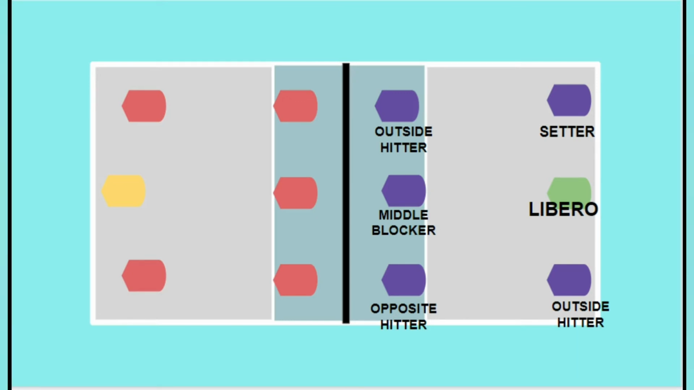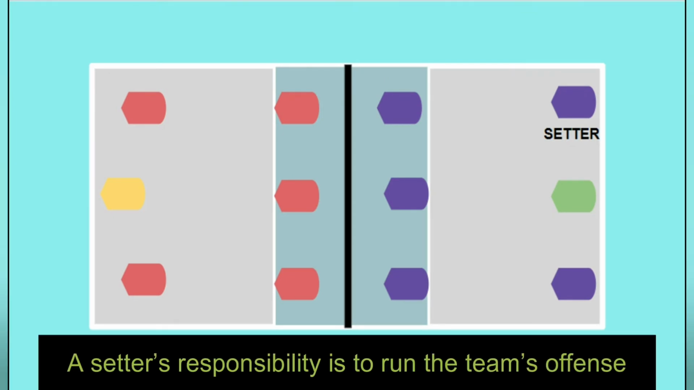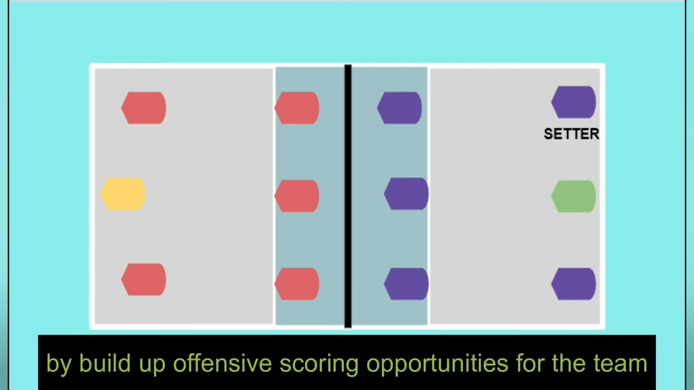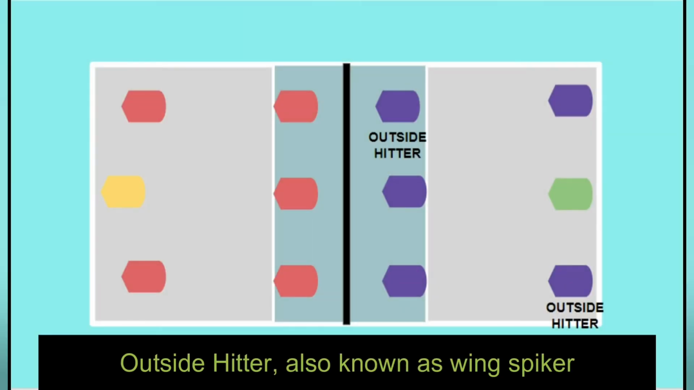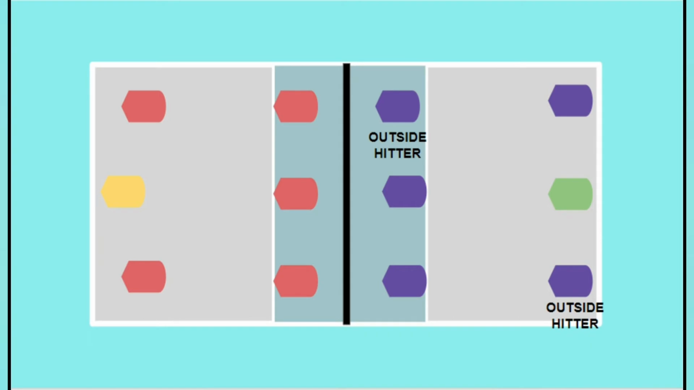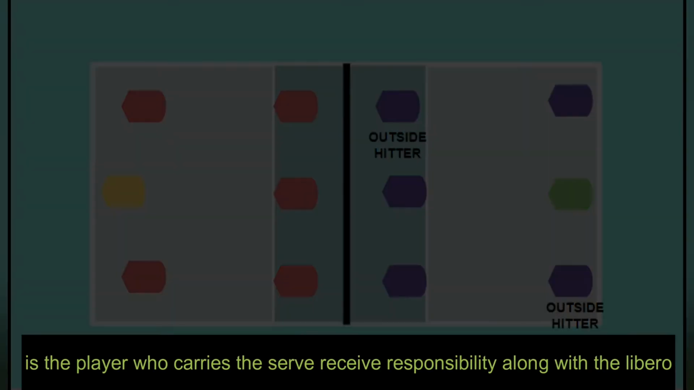The center is the playmaker, the point guard or the quarterback of the volleyball team. A center's responsibility is to run the team's offense by building up offensive scoring opportunities for the team. The outside hitter, also known as the wing spiker, is the player who carries the serve-receive responsibility along with the libero.